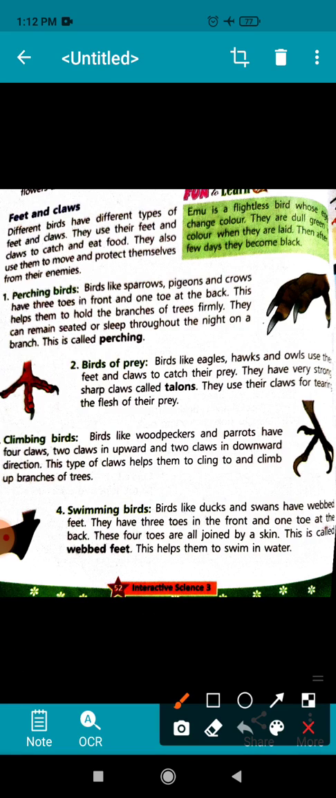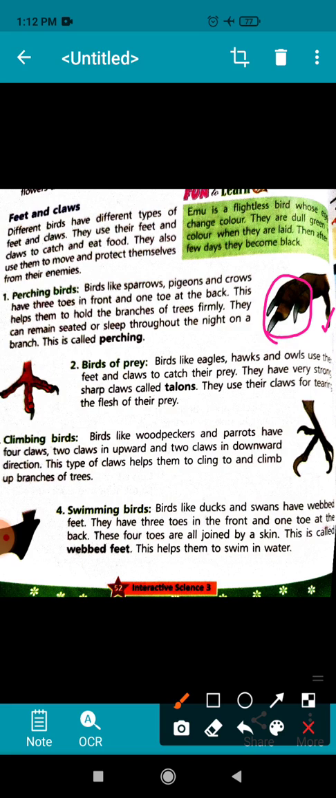Here in this picture you can see they have 3 toes in front and 1 toe at the back. Children, they curl their toes around the branches so they do not fall while sitting and sleeping. And this is called perching, and the birds are known as perching birds.